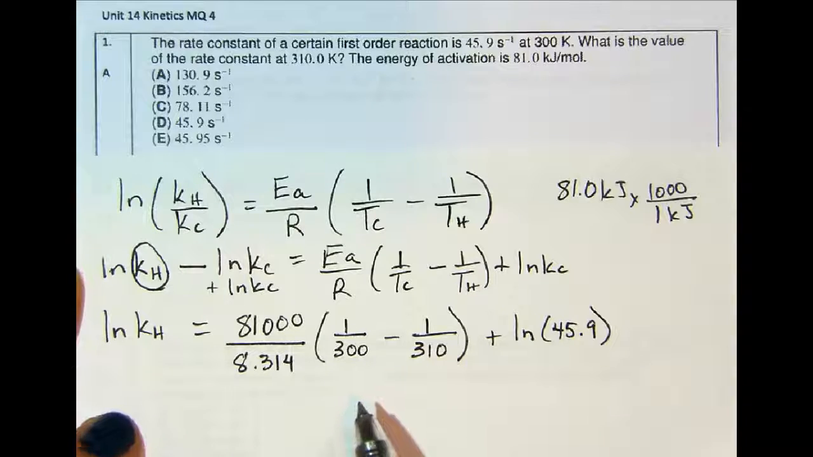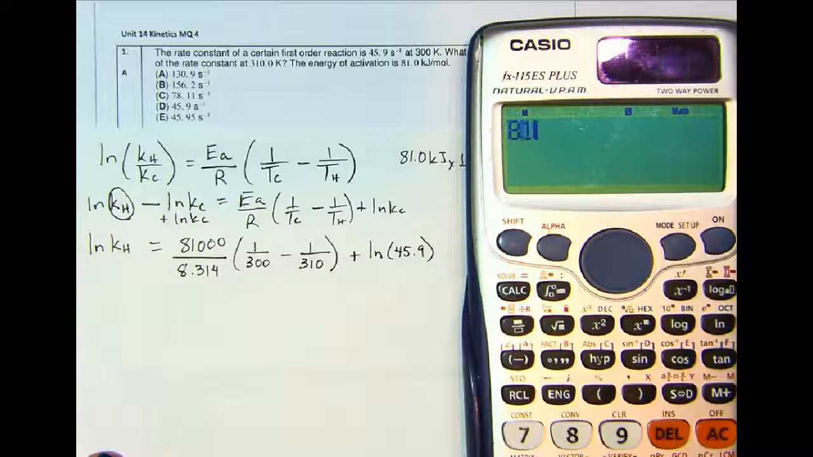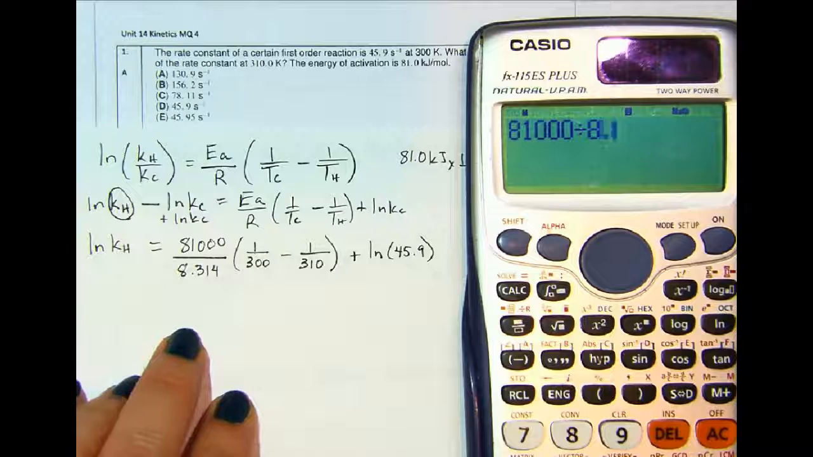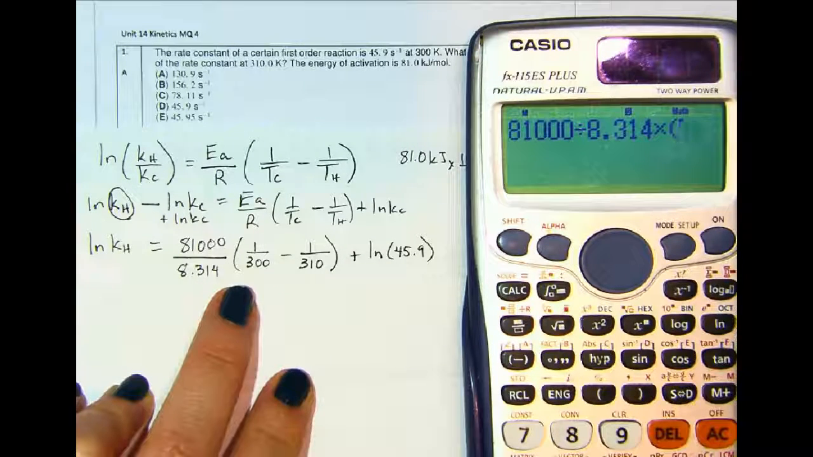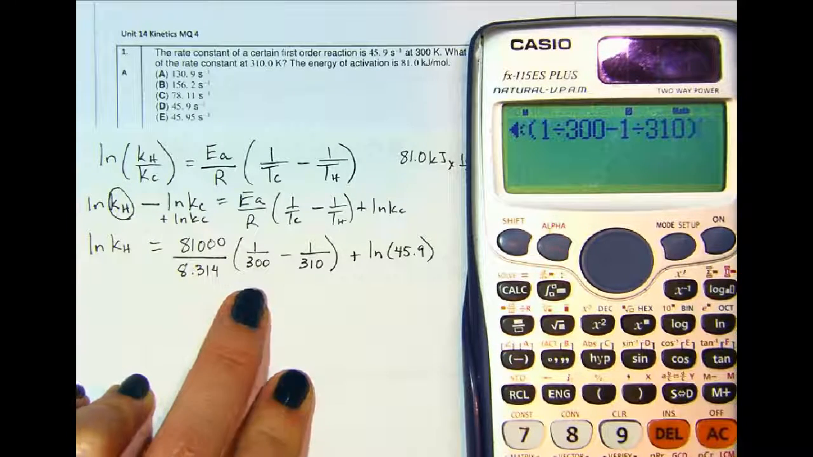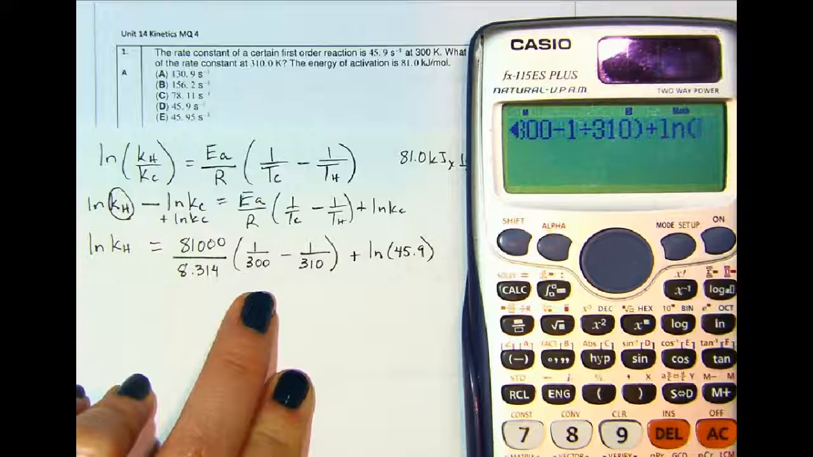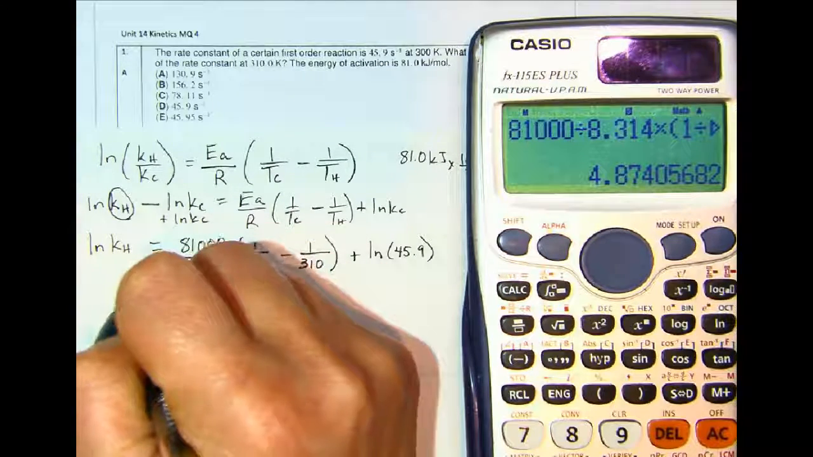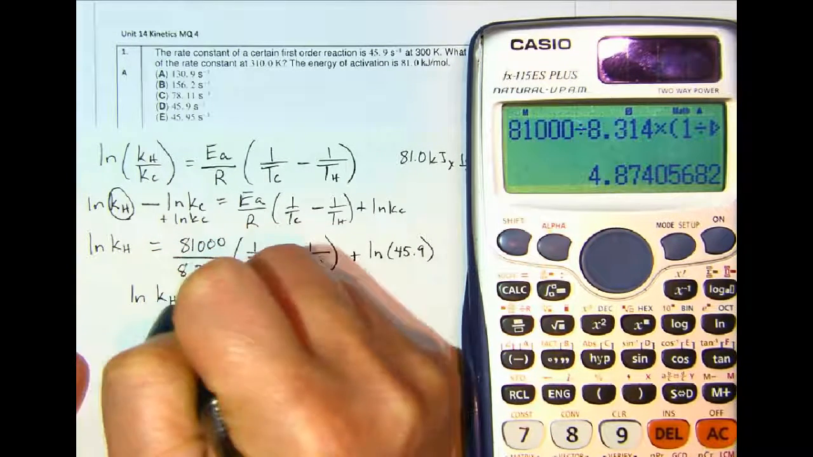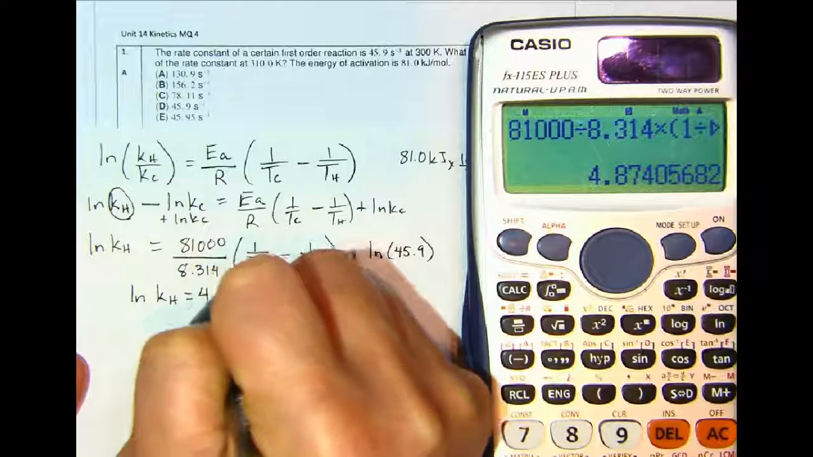So let's plug this into our calculator. 81,000 divided by 8.314 times, open parenthesis, 1 divided by 300 minus 1 divided by 310, close parenthesis, plus the natural log of 45.9, close parenthesis. That's going to get us 4.874. However, that's the natural log of Kh, which is equal to 4.874.